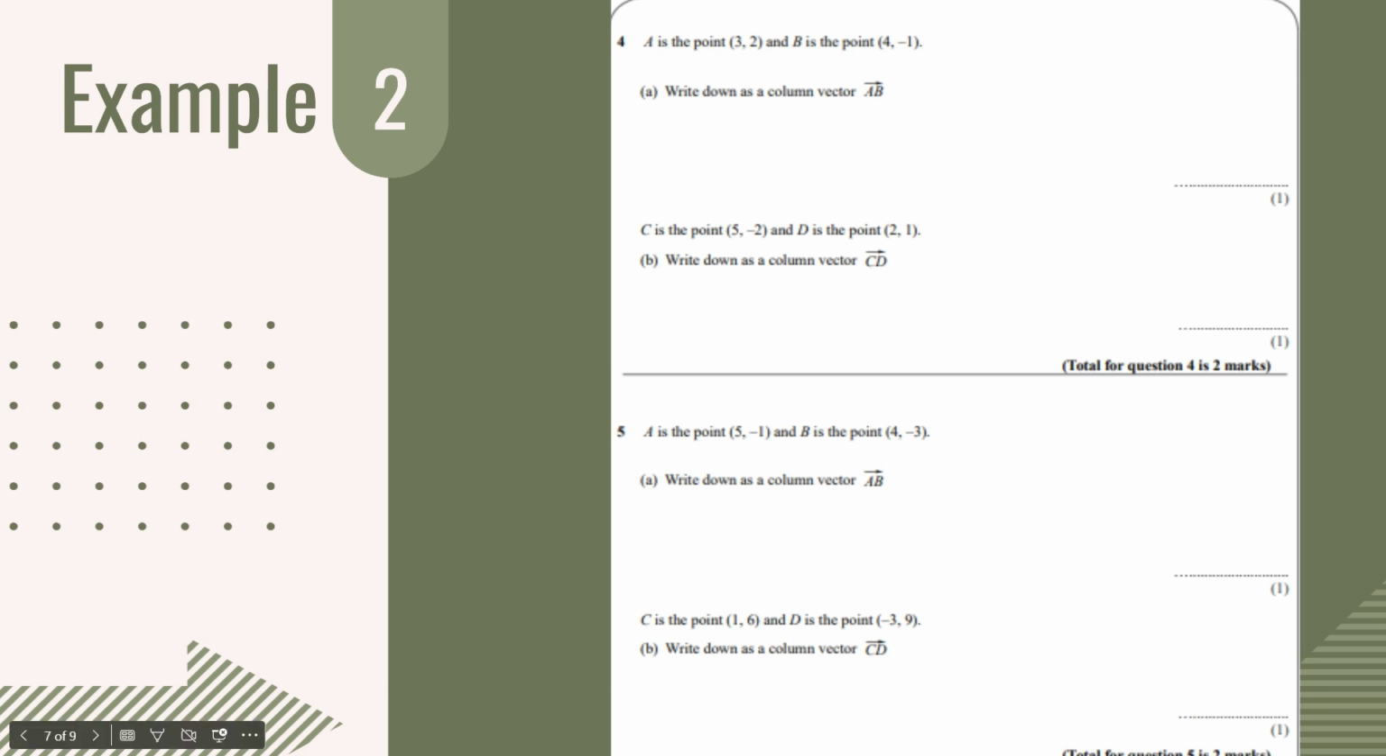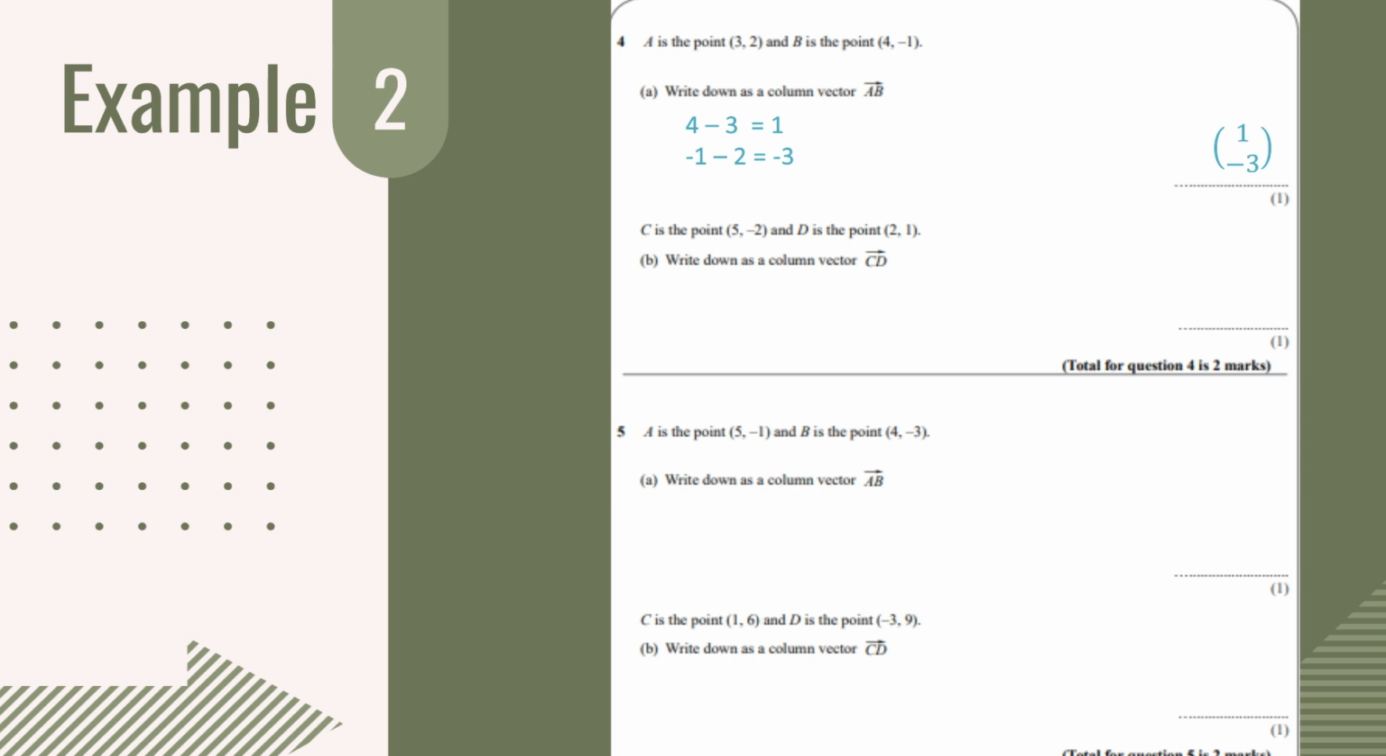So, A is the point (3, 2), and B is the point (4, minus 1). Write down as a column vector AB. So here we do 4 minus 3 equals 1, and minus 1 minus 2, which gives us minus 3. So the column vector would be (1, minus 3).